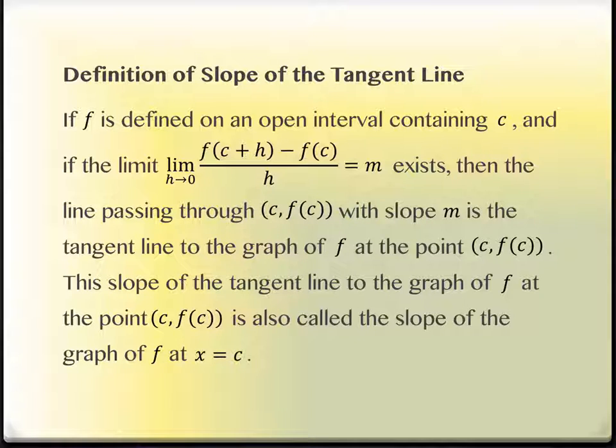The limit, right? This notation at the beginning is new. It says the limit as h approaches 0. So if f is defined on an open interval containing c, that should sound familiar, right? That limit definition that we had back in chapter 1. And if the limit exists, then the line passing through (c, f(c)) with this slope is called the tangent line to the graph of f at the point (c, f(c)). This slope of the tangent line to the graph is also called the slope of the graph. So if you hear the phrase slope of the tangent line or slope of the graph, they mean the same thing. Okay?